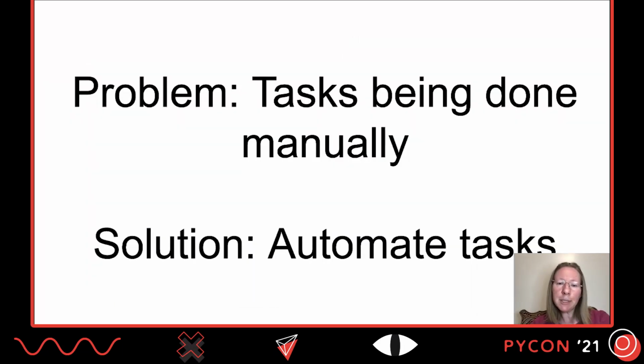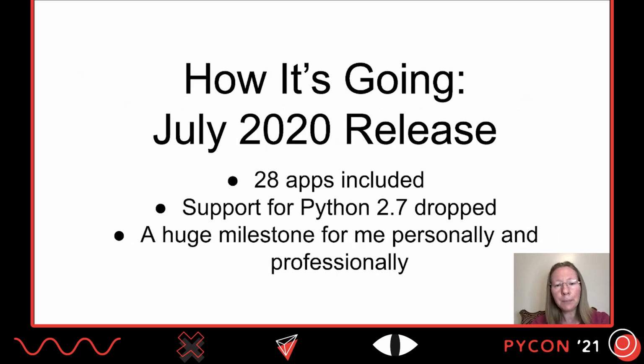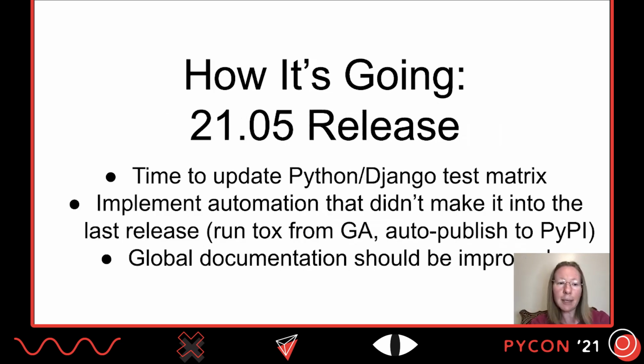The last problem was that tasks were being done manually, and the solution was to automate the tasks to lower the risk of burnout. So how's it going? In July of 2020, I oversaw the completion of an important Pinax release. Around 28 apps were included, and we notably dropped support for Python 2.7. It was a huge milestone for me personally and professionally because I was able to oversee the entire end-to-end process.